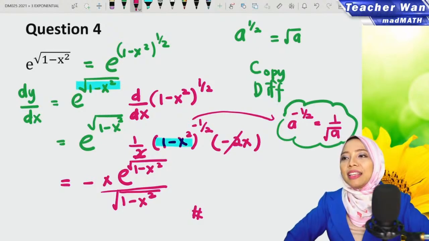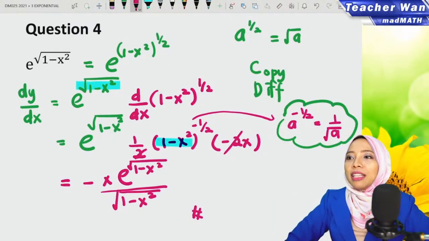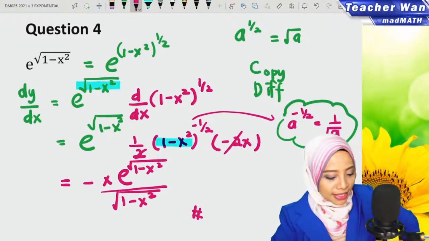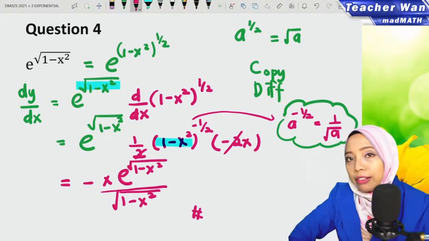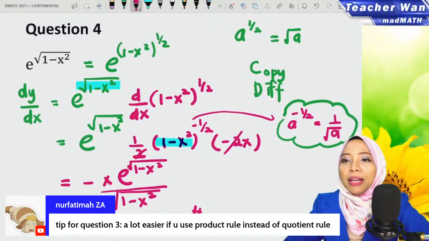Okay, bagus. Ada tips yang entah yang keberapa. A lot easier if you use product rule instead of quotient rule. Okay, please highlight the comment just now. Tips. So it becomes clearer to you. And when everyone is watching it, they will be reminded as well.